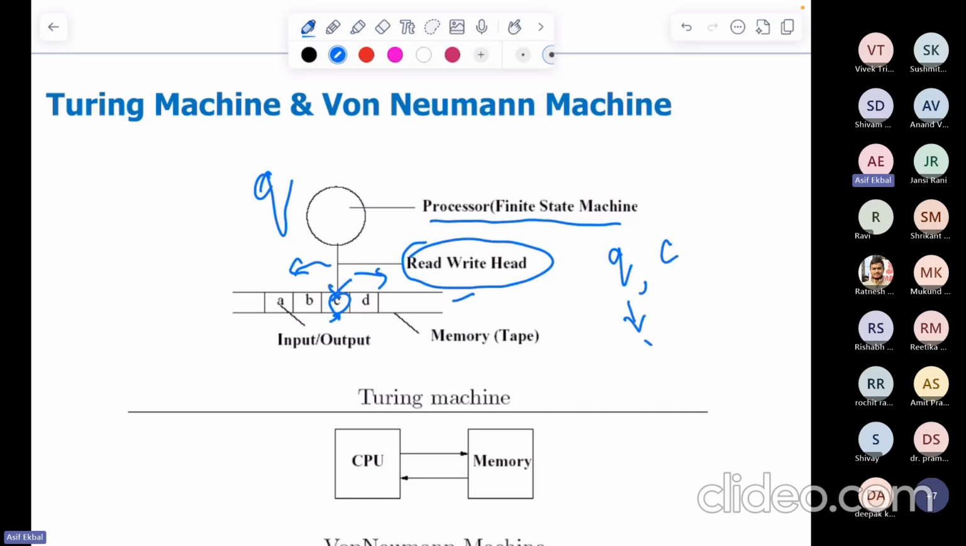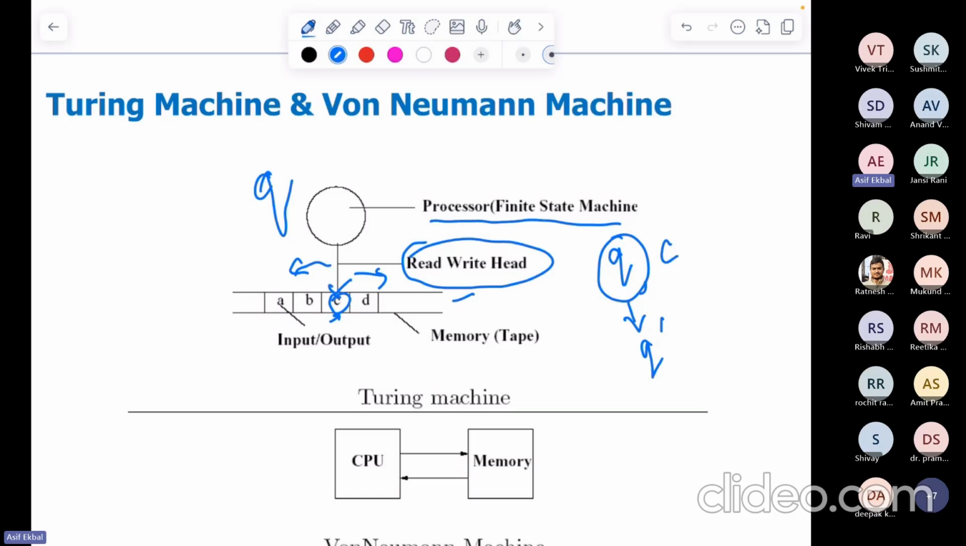Maybe you can move to another state, and then maybe you can take a movement to the right hand side. It can also be possible that you are not making any changes to the state. That means you are retaining the same state, but still you are making a transition either to the left or to the right. So this is how a Turing machine actually works in computers.